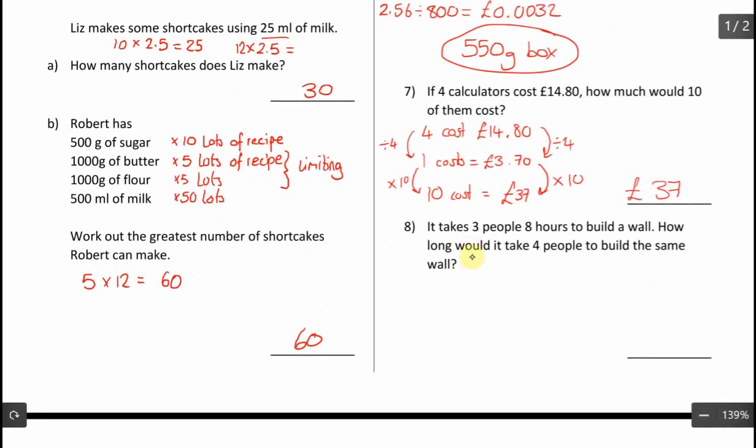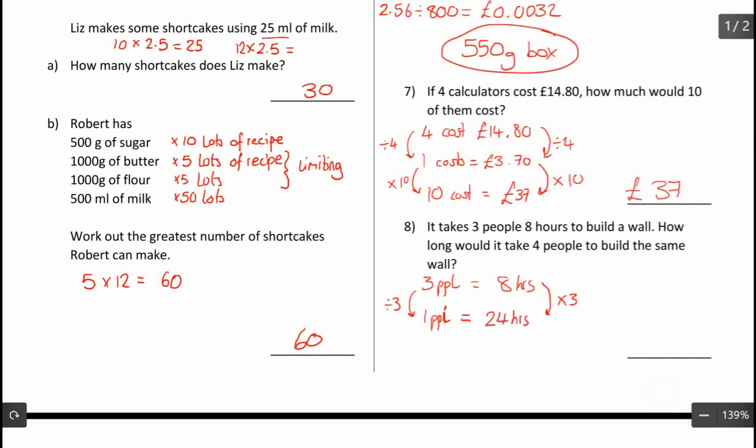And number 8, it takes 3 people 8 hours to build a wall. How long would it take 4 people? So this is an inverse proportion question, because if we increase the number of people, the amount of time should decrease. So first off, I can't turn 3 into 4 really easily, so I'm going to turn it into 1 first. 1 person, I know, is incorrect, but we've divided the number of people by 3. We're going to times the amount of time by 3. If there's 3 times less people, it's going to take 3 times as long.